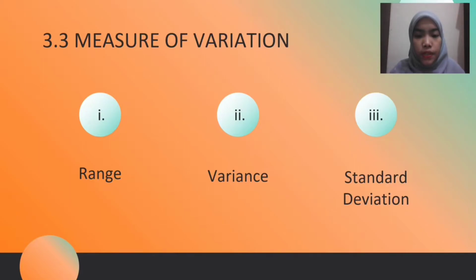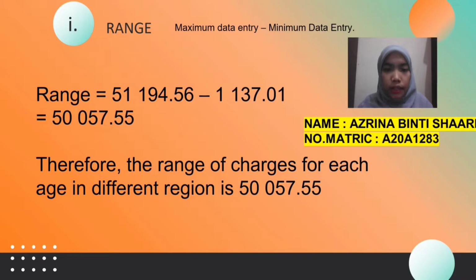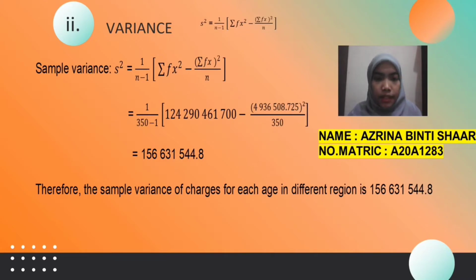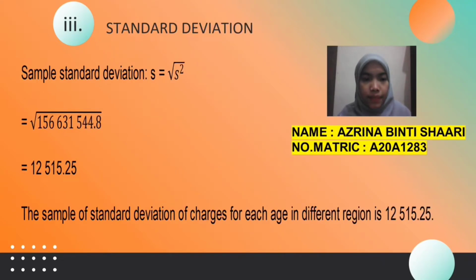For measure of variation, there are 3: range, variance, and standard deviation. First is range. To calculate range, we use this formula, which is maximum data entry minus minimum data entry, and we got the range of charges for each age in different regions is 50057.55. Second is variance. We are going to use the formula for sample variance. After we put our items in this sample, we got the sample variance of charges for each age in different regions is 156,631,544.8.